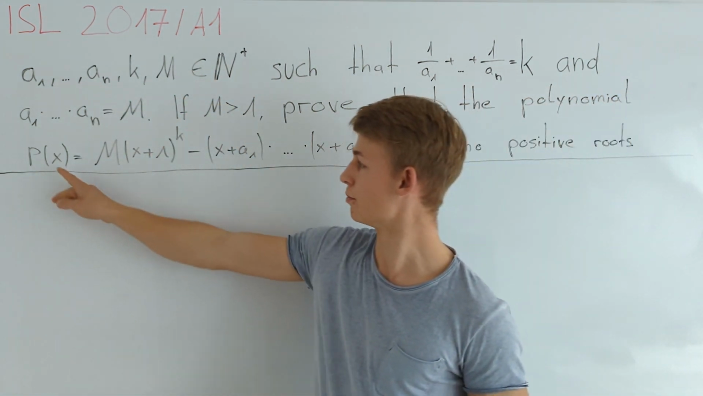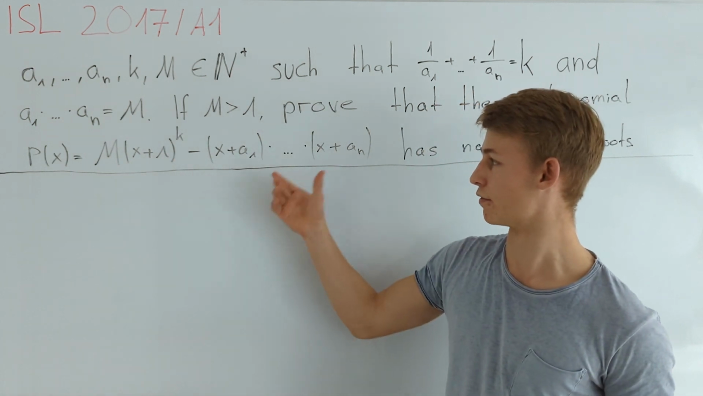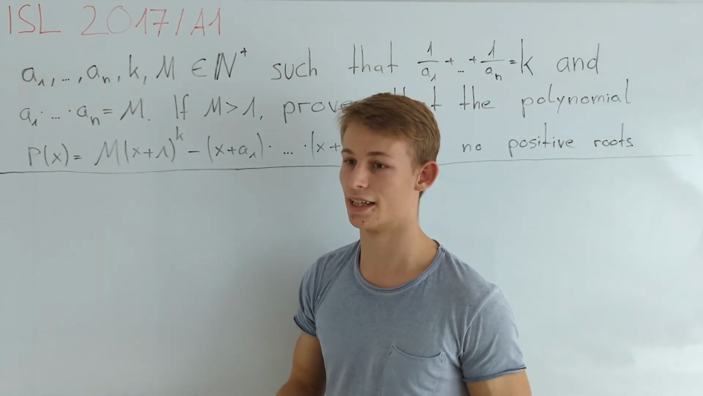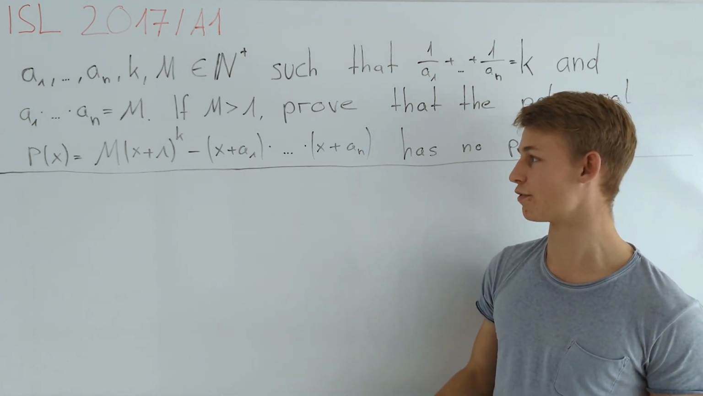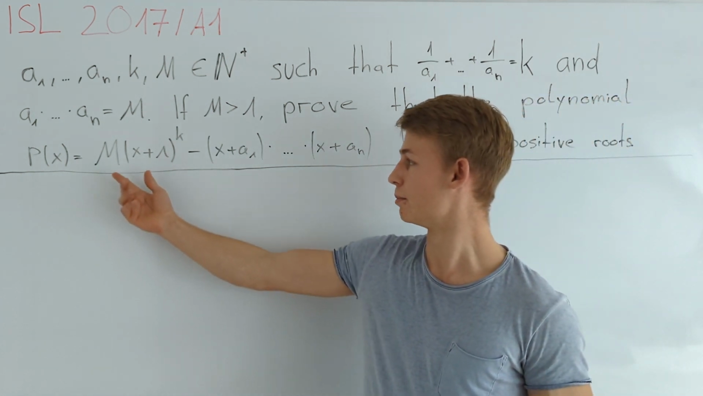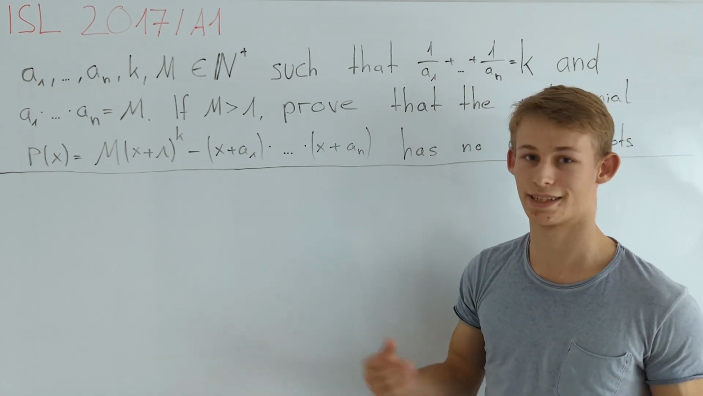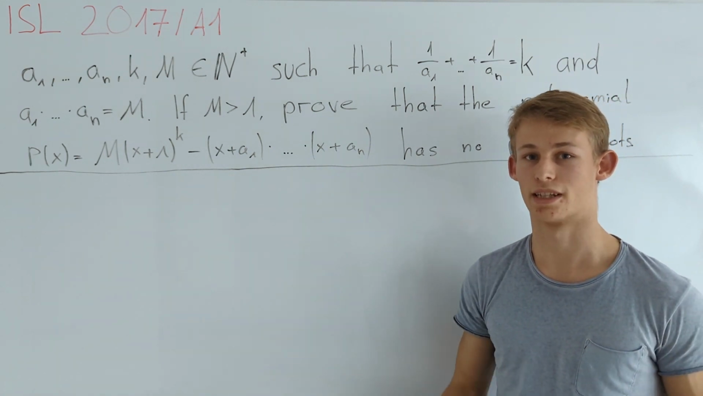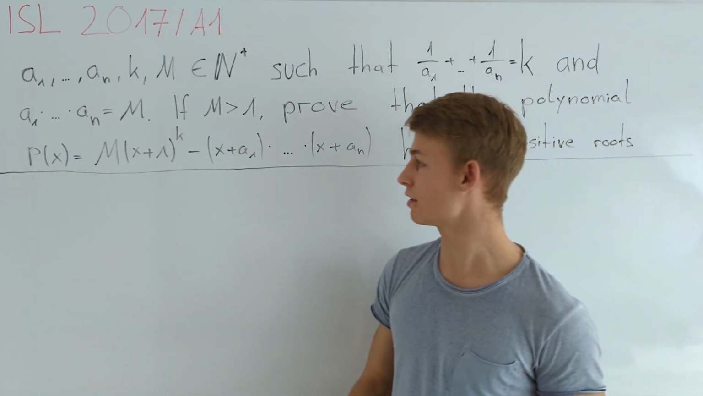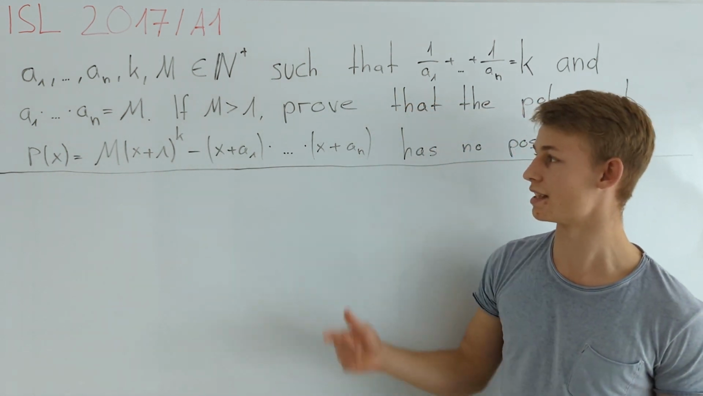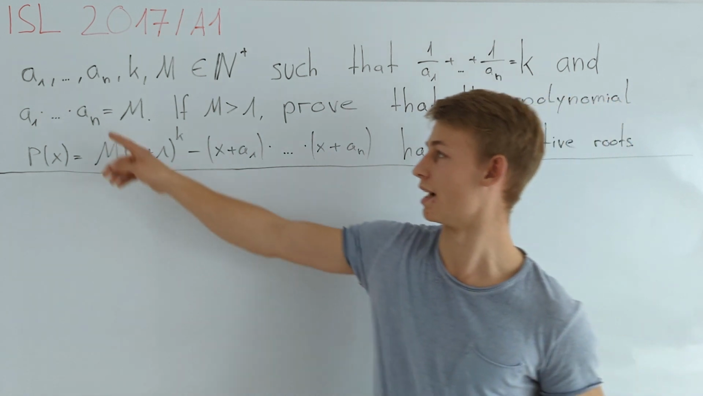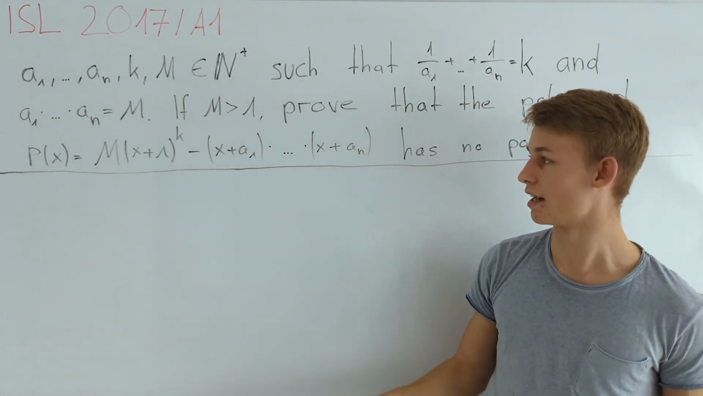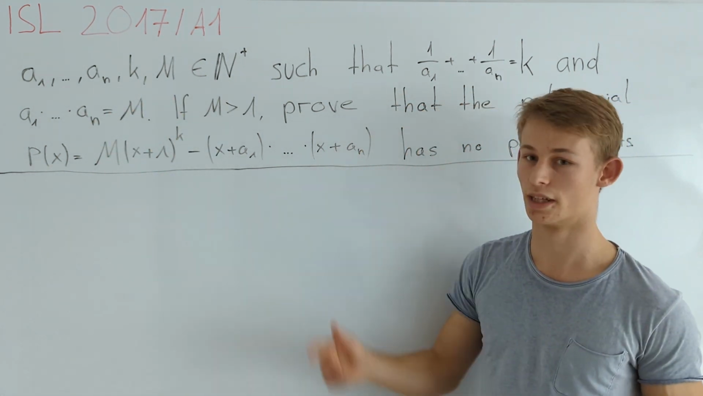Therefore, our polynomial is the difference of two positive terms, and maybe one idea to solve the problem is to find some inequality between these two terms and say that one of the terms is always larger than the other one. To get a better feeling of which of these terms is larger, maybe we should plug in some values for the ai's, k and m, and have a look which of these two terms is larger.